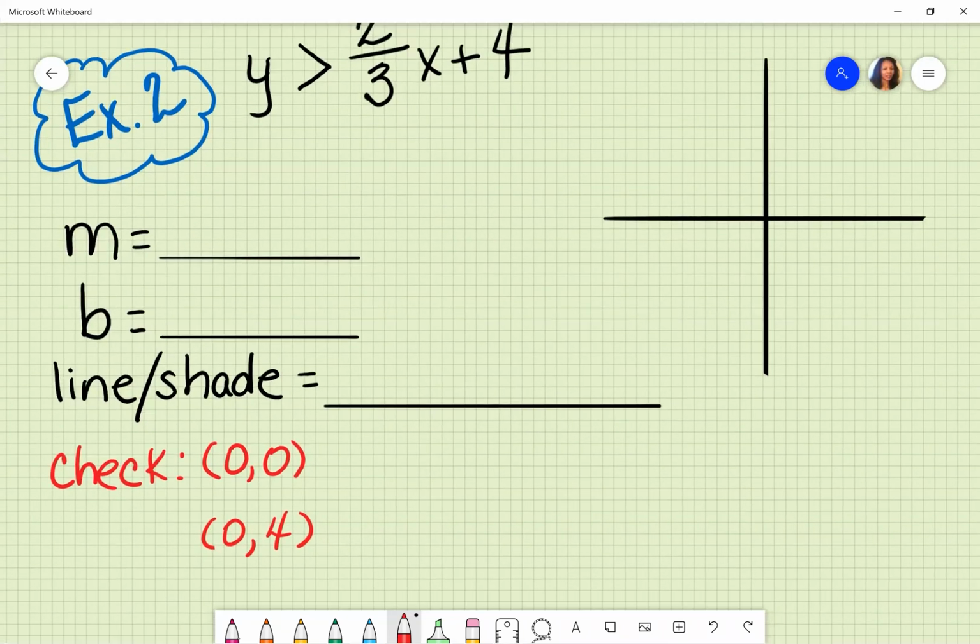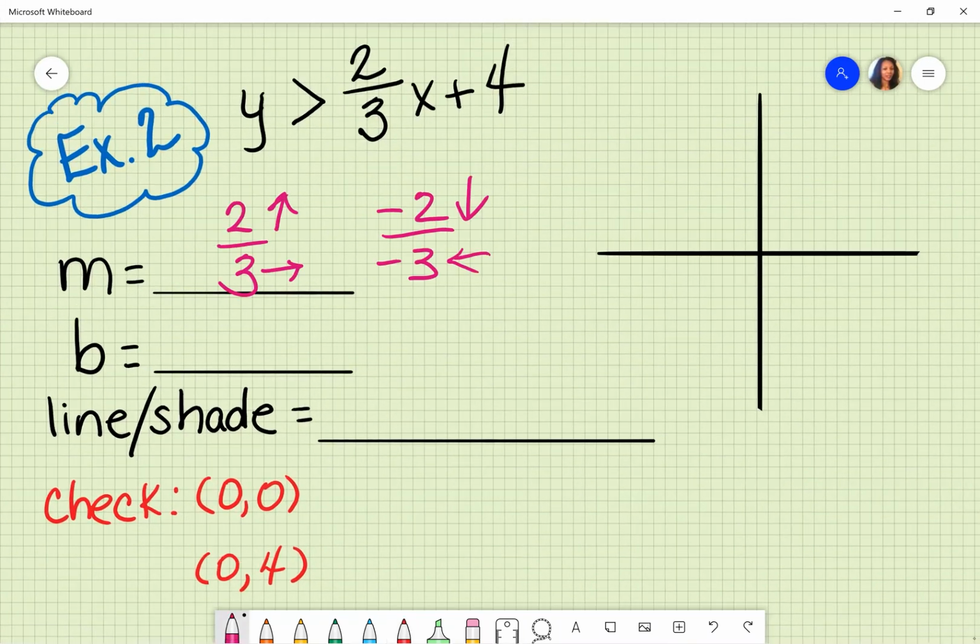Let's go on to example 2. My slope is 2/3 and my y-intercept is +4. If I'm looking at my inequality is greater than, it does not have that equal to part, so I know it's going to be dashed, and greater than means above. Going to my graph, I'm going to go to where y is 4. That's my y-intercept, and that's my first point. From there, I'm going to go up 2 and then to the right 3. Go back to my y-intercept, go down 2 and to the left 3.